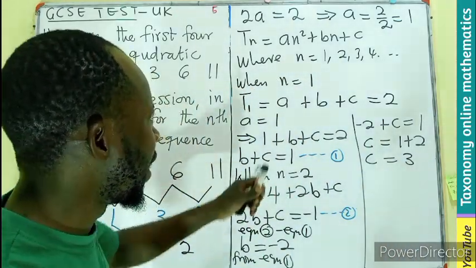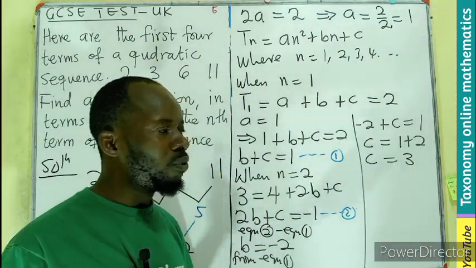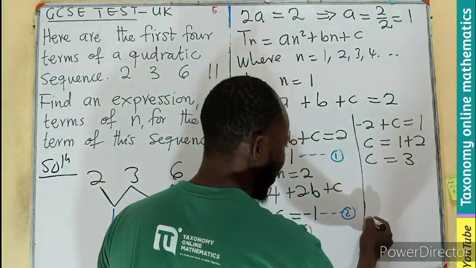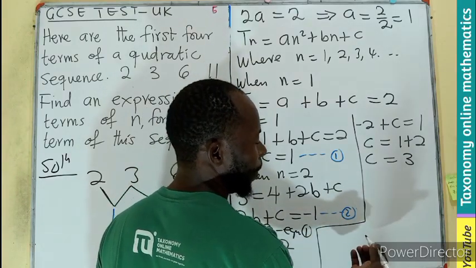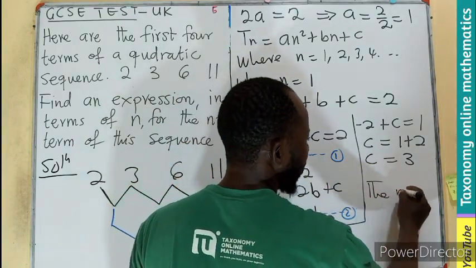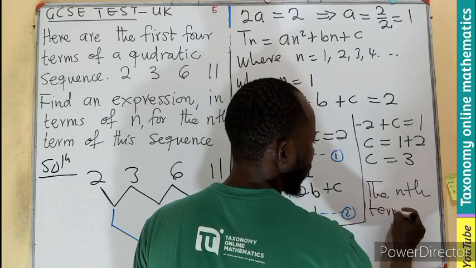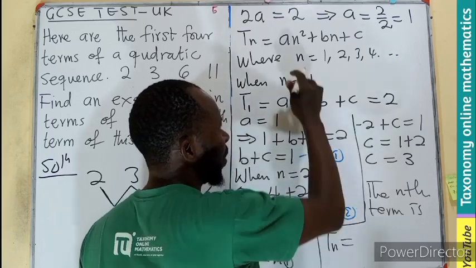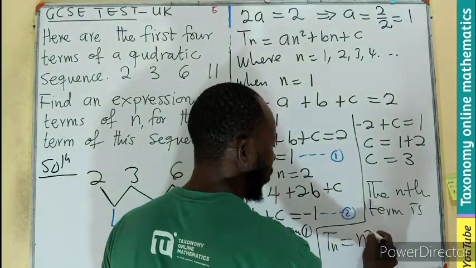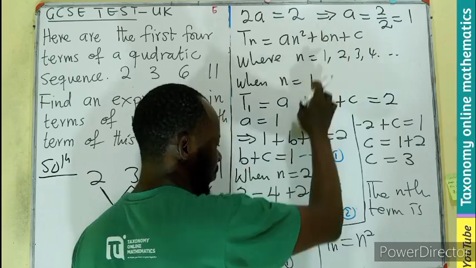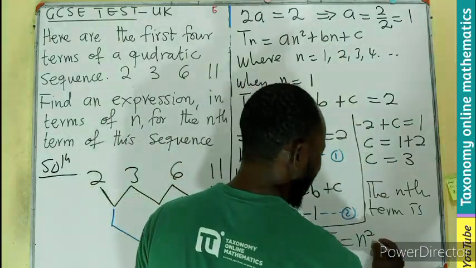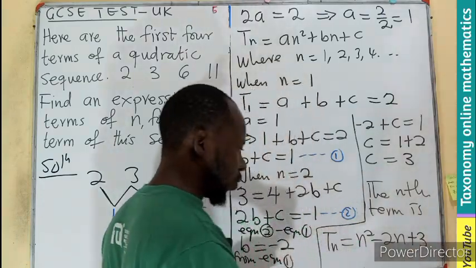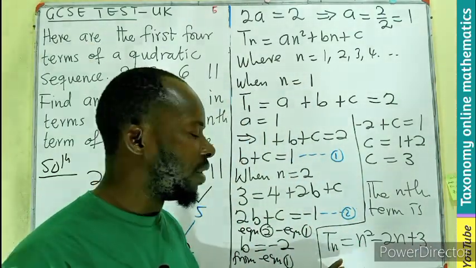So here a is 1, b is negative 2, and c is positive 3. In this case, we can see that our nth term, Tn, equals a, which is 1, times n squared, which is n squared, plus b times n, which is minus 2n, plus c, which is 3. So this becomes the nth term of this sequence.